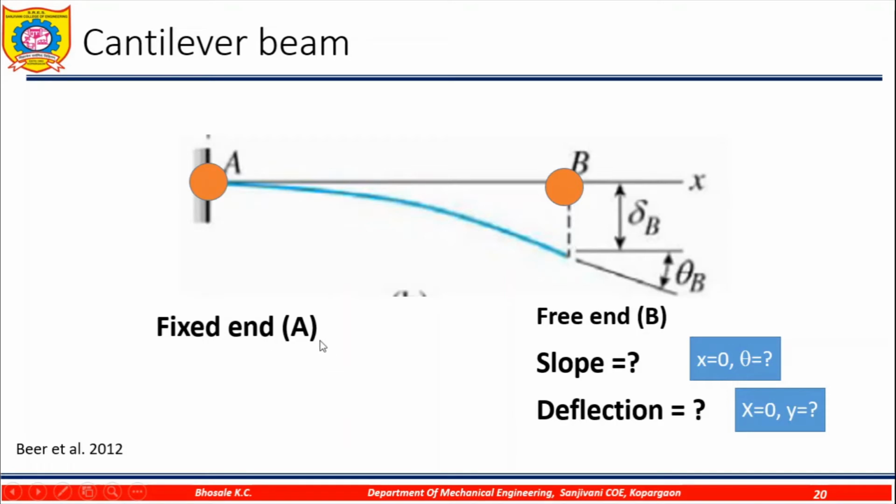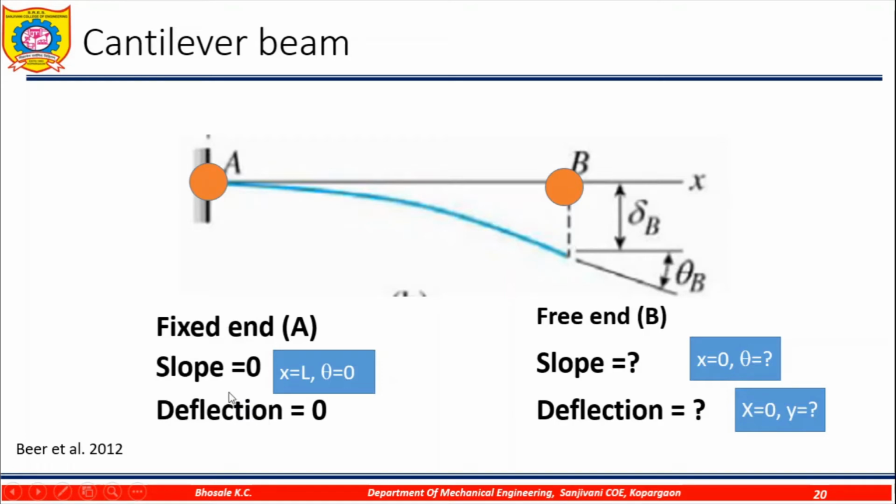This is the fixed end. We know that at the fixed end the slope is 0. So we are starting from point B to point A. At the point A, the boundary condition is x equals L. What is the value of theta? Theta is 0. Deflection is 0 at the fixed end. So at the boundary condition, when the value of x becomes L, y becomes 0. So we'll put all four boundary conditions in the equation, and then we'll find out the slope as well as deflection.